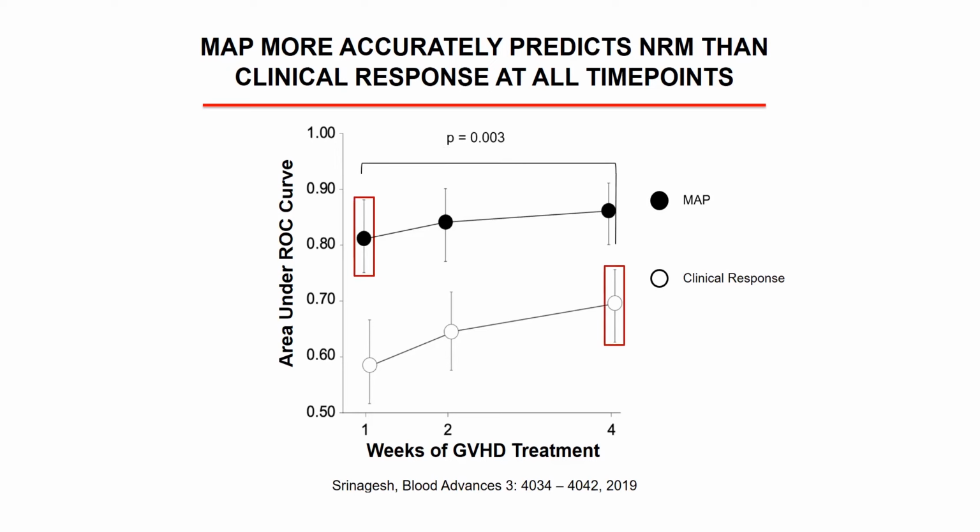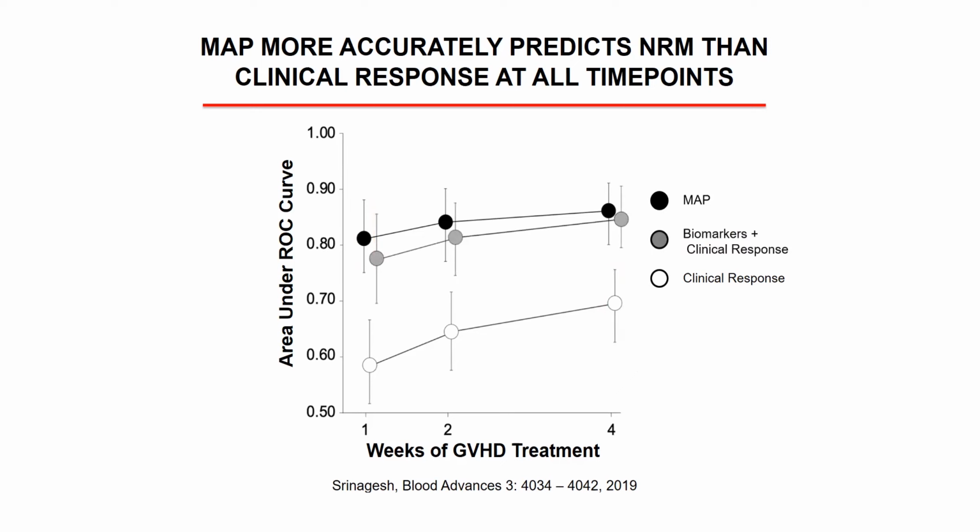If you look at the MAP at week 1, you actually get significantly more information than you would get at the clinical response at week 4. So it's better information earlier, which of course is very important for guiding treatment.